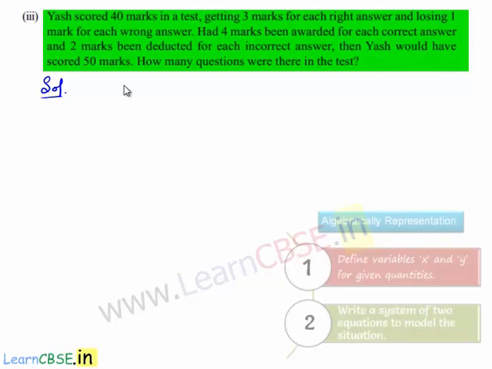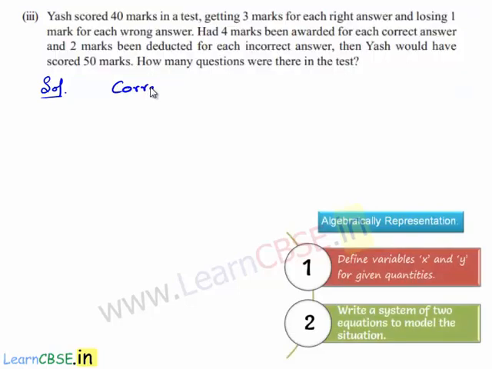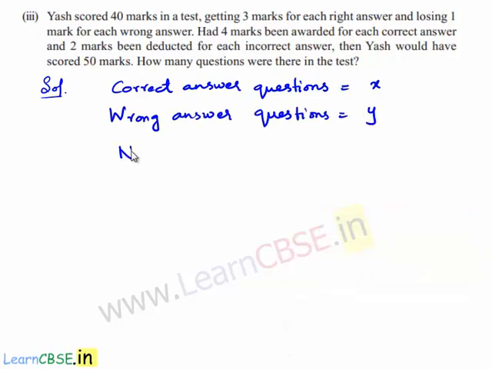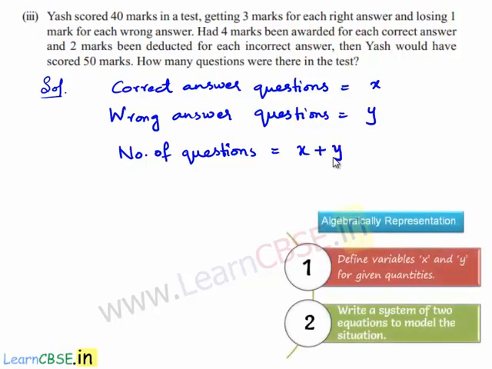So let us assume that the number of correct answers is equal to x and the number of wrong answers is equal to y. So we can say that the total number of questions is equal to x plus y. So we are required to find the sum x plus y.